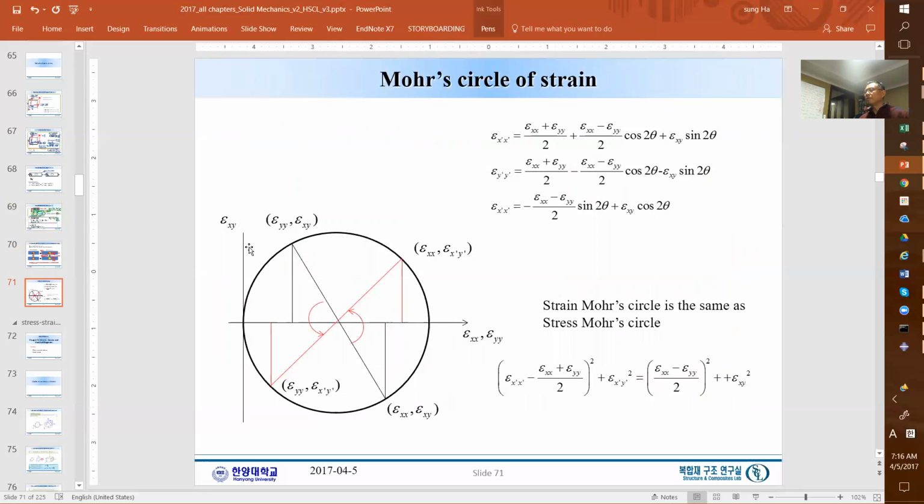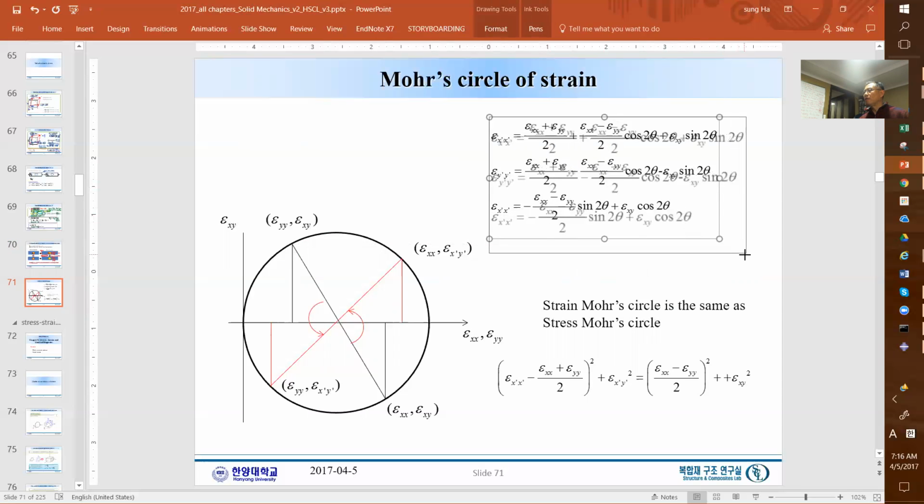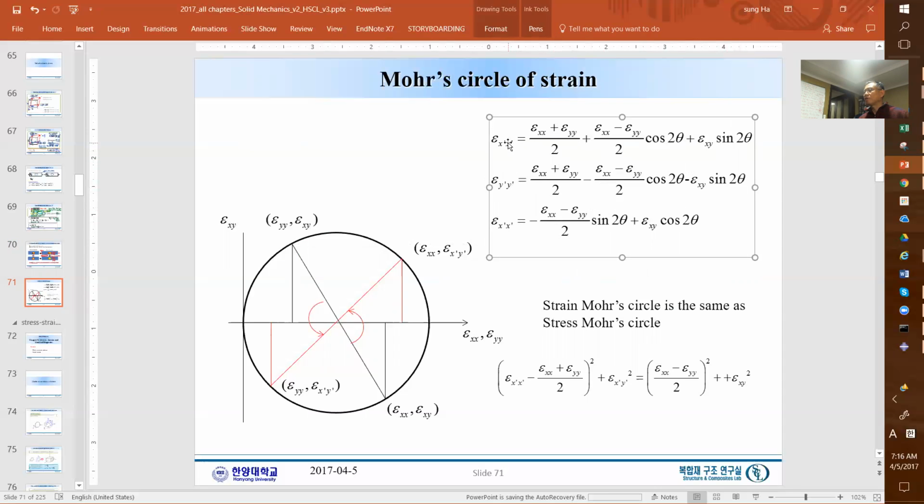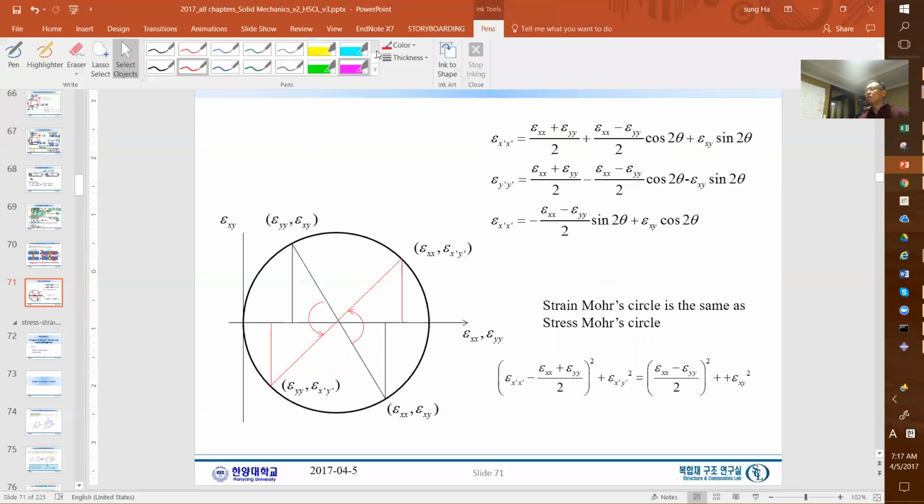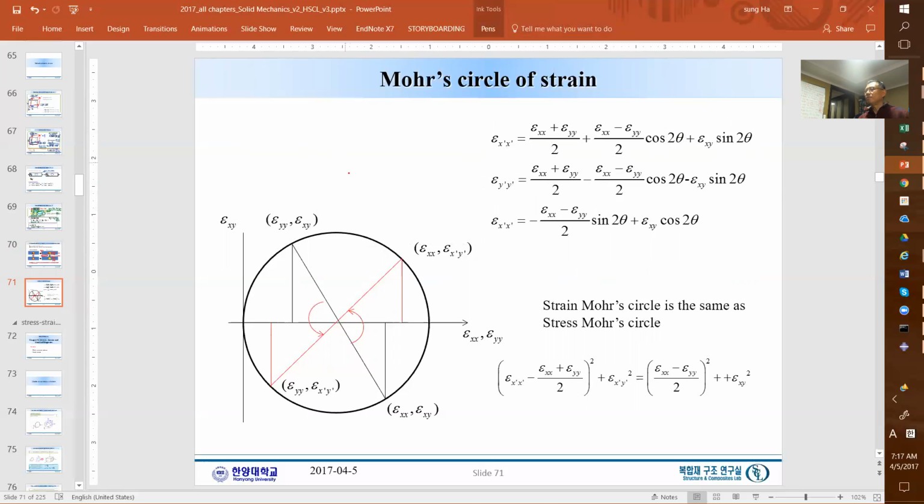And since it is mathematically exactly the same as the stresses, we can use Mohr's circle, similar to stress. We can easily obtain the transformed strain components in terms of 2 times theta, not just theta, 2 times theta, and then we can draw the same circle as for stress.